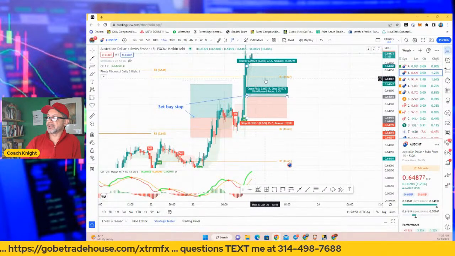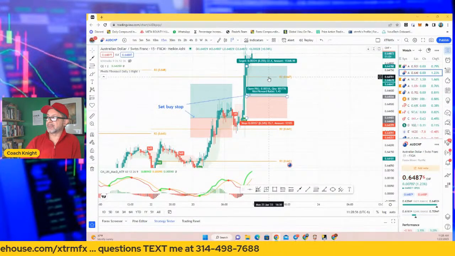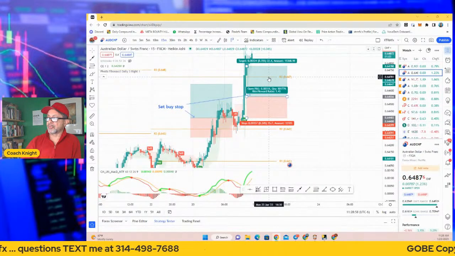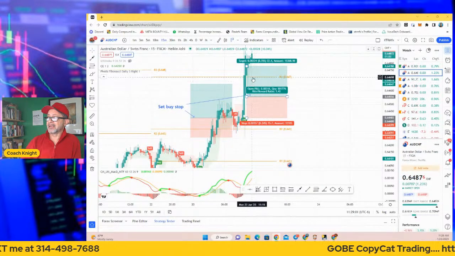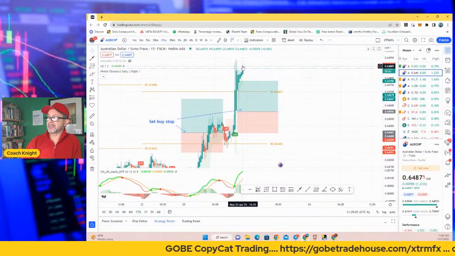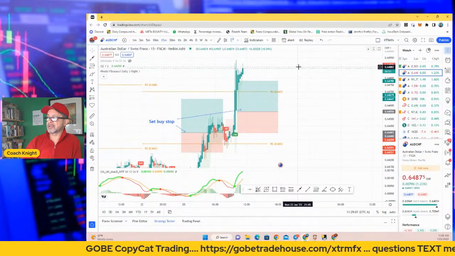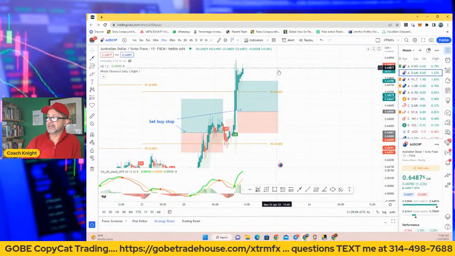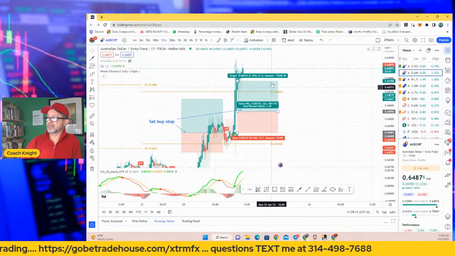The other one's running, because what typically happens when you get up to fib pivot number R3 is that sometimes it'll stall out and hang around here. If it busts through, it's probably going to go into some consolidation here for a little bit. We'll see. The end of the day is going to be right here. We'll see where it goes tomorrow.